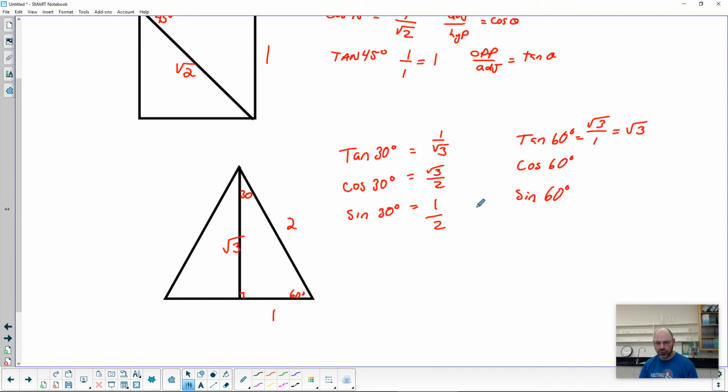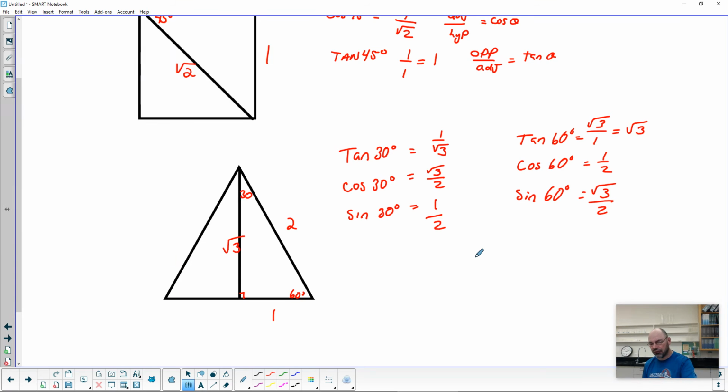Okay, cos of 60. Cos is adjacent over hypotenuse, so it's 1/2. And sine 60 is opposite over hypotenuse, √3/2. And those are the ratios within that. So those are the exact values for those trig ratios within those special triangles.